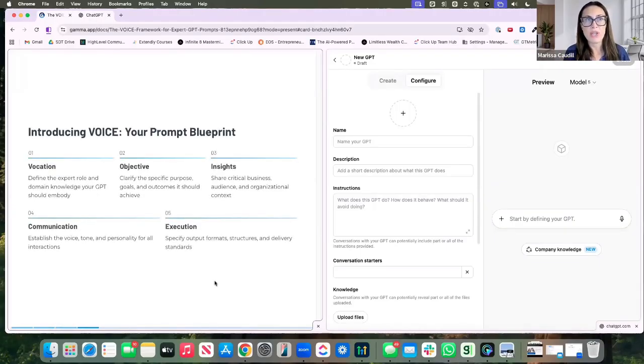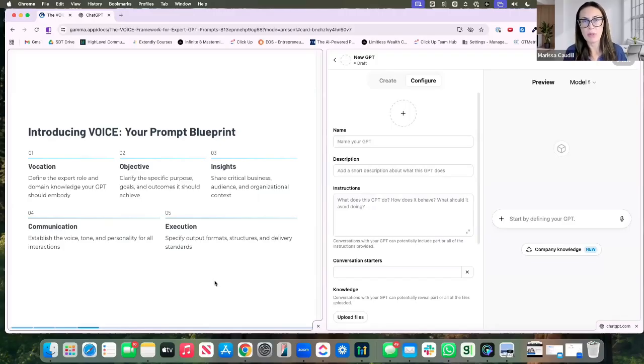So the V is for vocation. We're going to define the exact role and the domain of knowledge that this GPT we're making should embody. Don't make this the GPT for everything. So some of you put webinars, SOPs, newsletters, pick one and just make this custom GPT the newsletter bot or this GPT the SOP bot, okay?